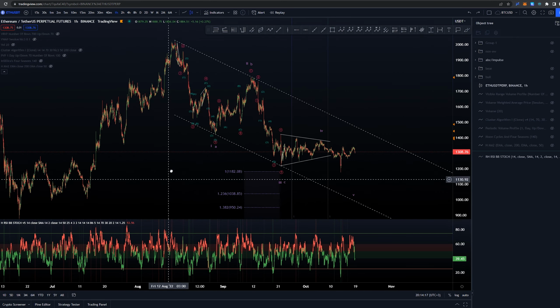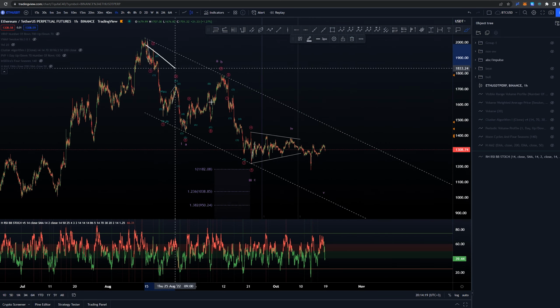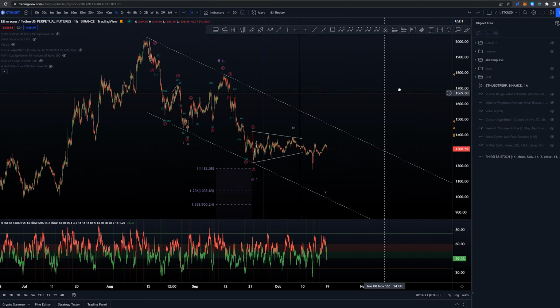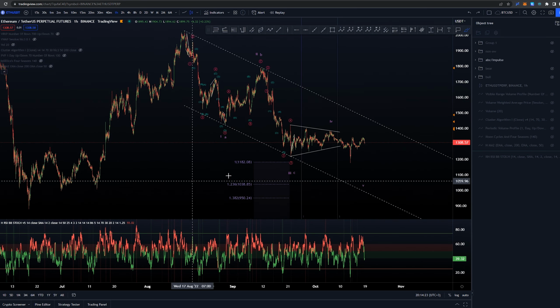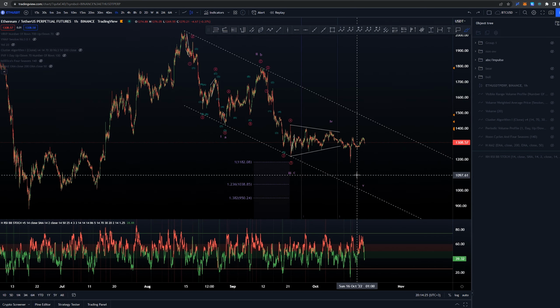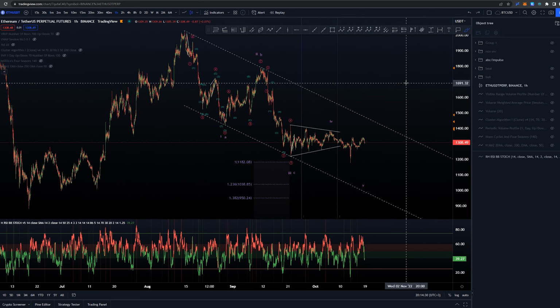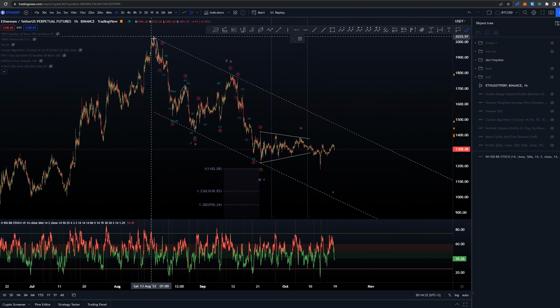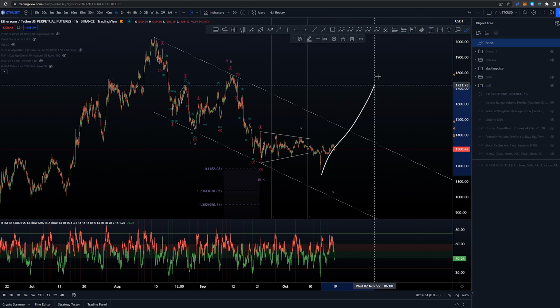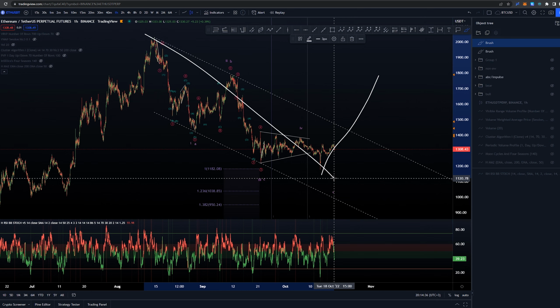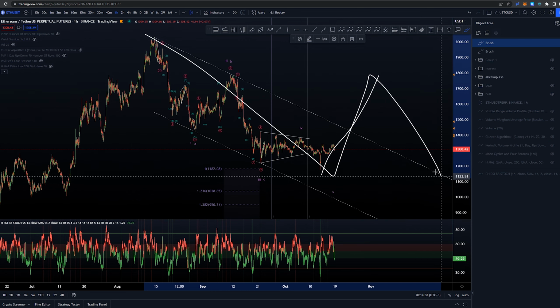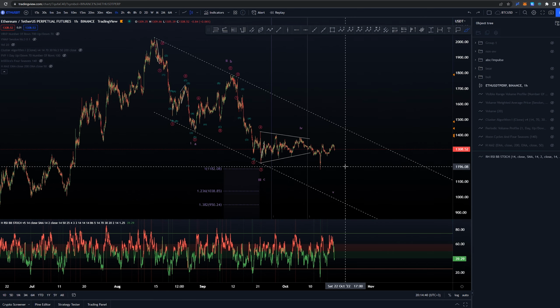Why I don't like this is because this would be a wave 1 of something on a higher time frame, since we did not take out the lows here, and I don't think there is going to be any kind of truncation or anything. I do think that having this as a 5-wave move would mean that this was going to be a wave 1 and wave 2 upwards, and then a massive downfall to come.